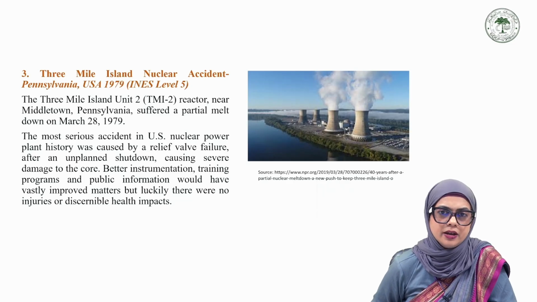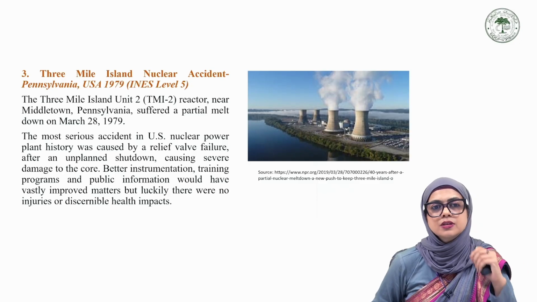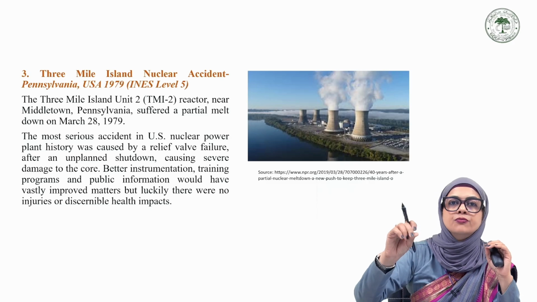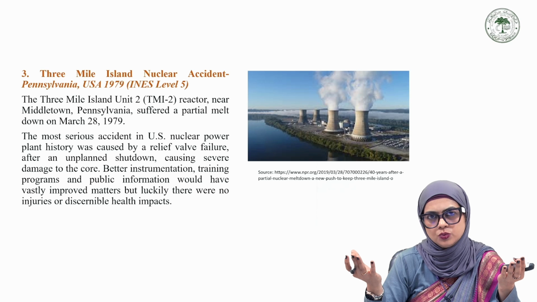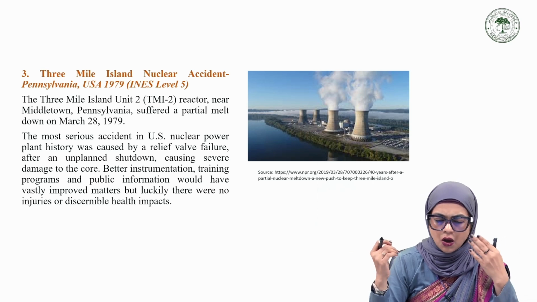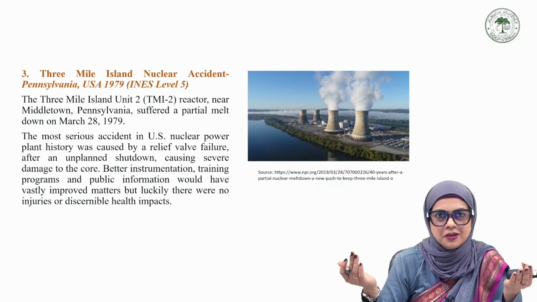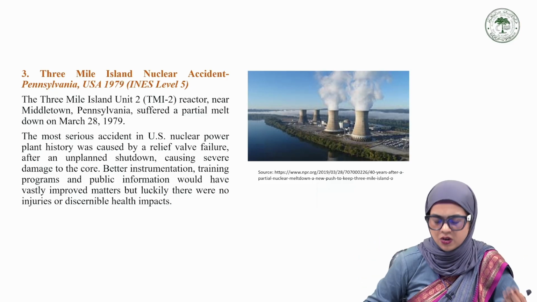Then came Three Mile Island, which is a nuclear accident in Pennsylvania in the USA. This also suffered a partial meltdown in 1979. And in the US, it was a more serious accident, which was caused by a relief valve failure, right? So after an unplanned shutdown, causing severe damage to the core. So you see, all these incidents that I'm talking about, it's easy to just say that it was an accident. But that accident was devastating. It had a far-reaching and long-lasting effect.